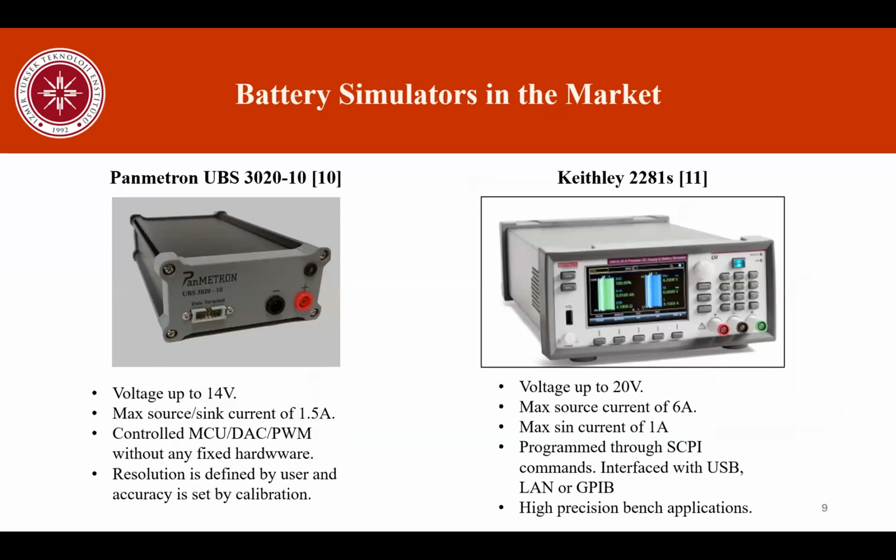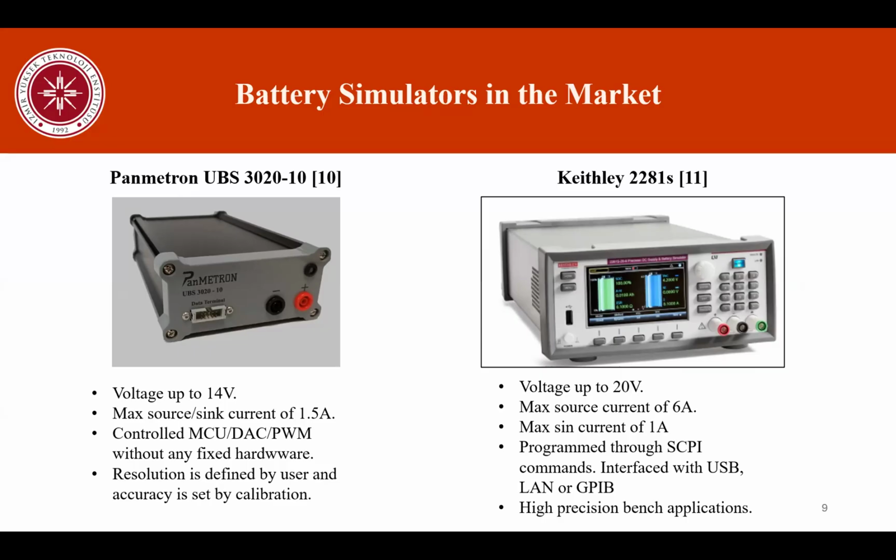There are many different simulators in the market. One of them is the Panvatron UBS 3020, which is the new kid on the block, and we will delve into it later. The voltage limit is plus and minus 14 volts. The source or sink current of its one hand is 1.5 amperes. It is controlled via a microcontroller with PWM. You don't need fixed hardware to control it. You can use any microcontroller, and the resolution is defined by the user. With good calibration, you can increase its accuracy.